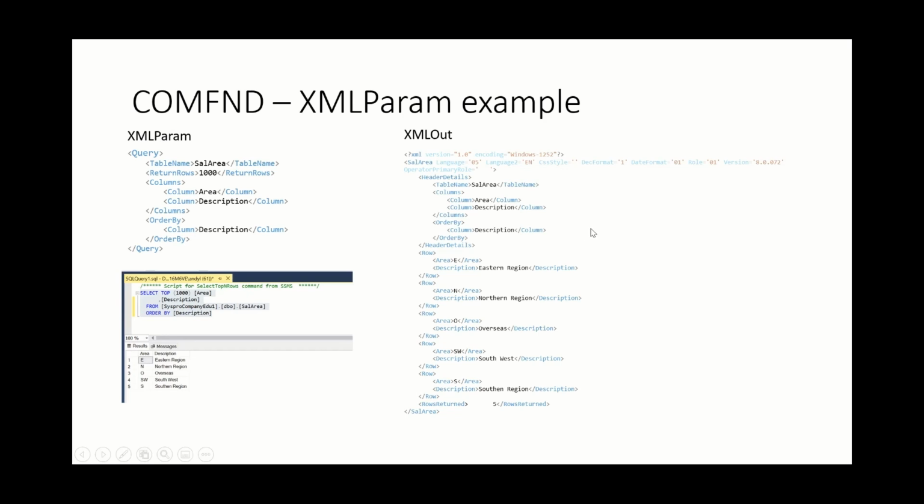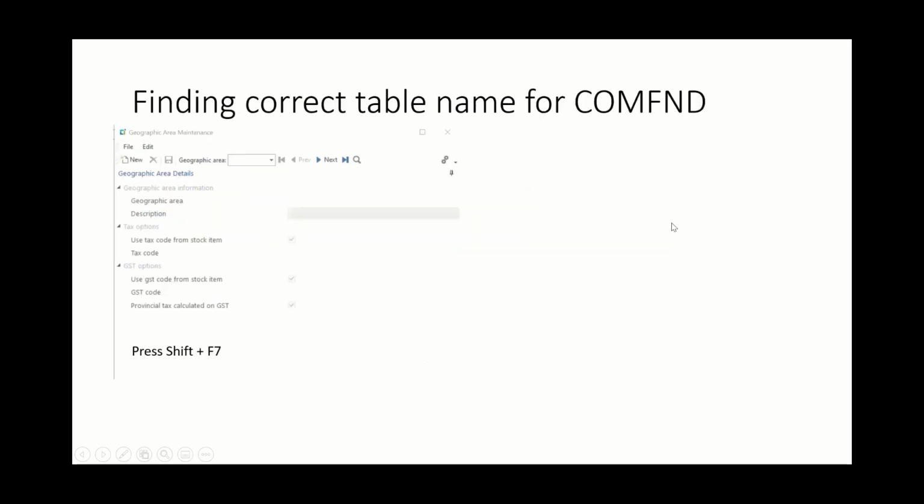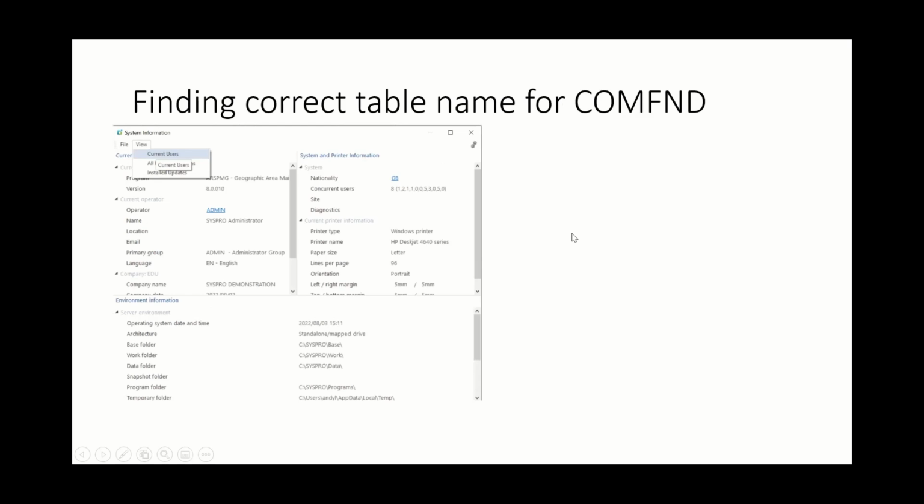But I think one of the problems that people coming to Syspro have is that you might look at it and say, well, that's all very well and good, but how on earth did you find the table name and the column names? So let's have a quick look. Because I was looking for the geographical area table, I loaded the geographical area maintenance program. And in any program in Syspro, if you press Shift and F7, you will end up with a system information screen popping up, which is really quite useful support, and it has all sorts of information about the current configuration.